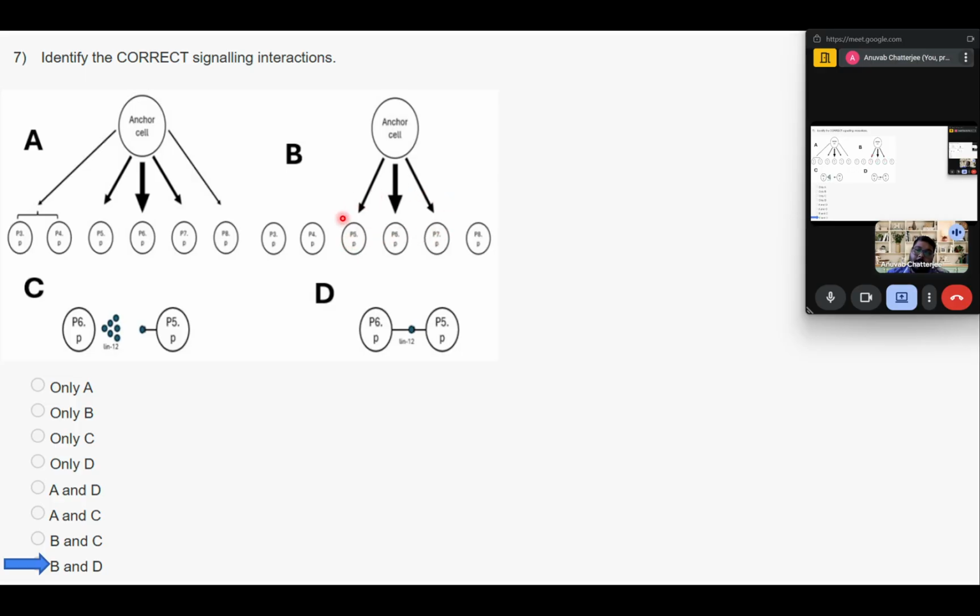P5, P6, P7, P only receive signal. C is P6P secreting ligands, which P5P accepts. That is not true. It is notch delta signaling or juxtacrine signaling. So they essentially produce receptors and ligands on the surface and do a kind of a handshake like we see in D. So the correct option is B and D.